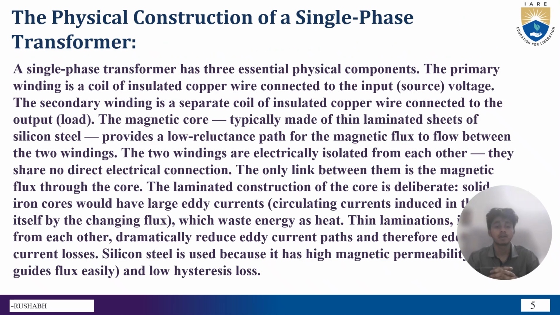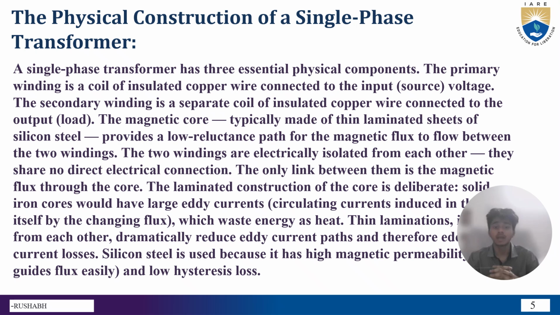In this slide, we are going to learn about the physical construction of a single phase transformer. A single phase transformer has three essential physical components. The primary winding is a coil of insulated copper wire connected to the input, which is the source voltage. The secondary winding is a separate coil of insulated copper wire connected to the output, which is the load. The magnetic core, typically made up of thin laminated sheets of silicon steel, provides a low reluctance path for the magnetic flux to flow between the two windings. The two windings are electrically isolated from each other.